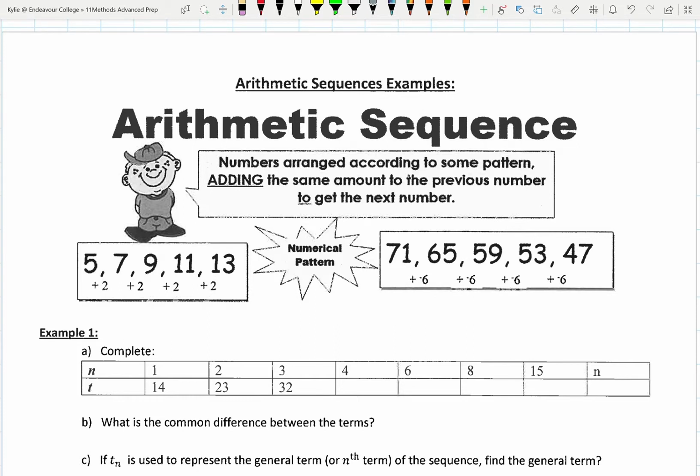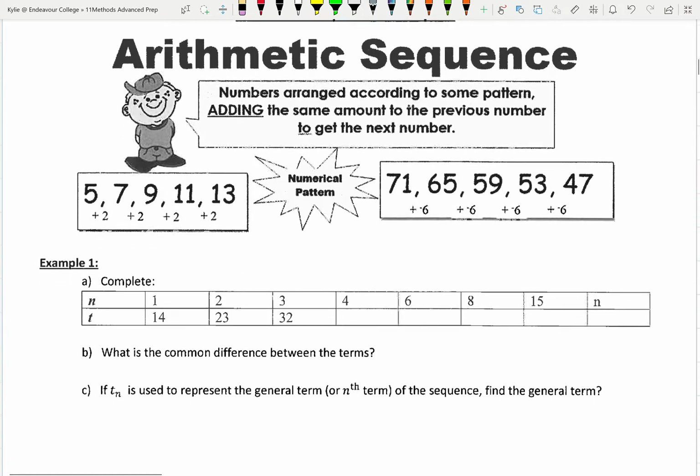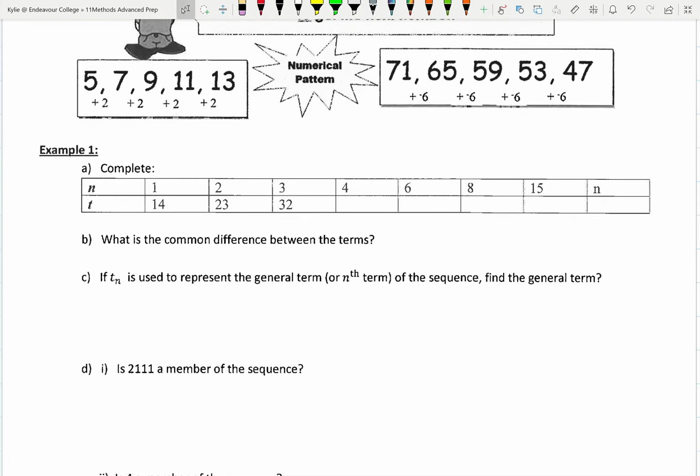Hi everybody. After our initial introductory lesson on arithmetic sequences, we're going to have a look now at a few more of the things that we can do with an arithmetic sequence. So we're just going to go through the examples, starting with example 1 on page 2 in your booklet. The first thing you're being asked to do is to complete the table.